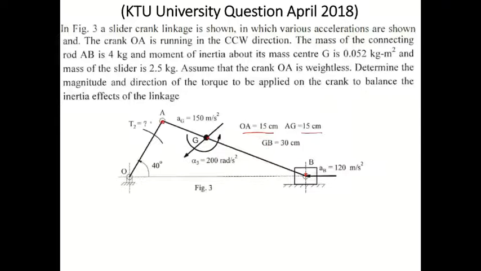Also they are telling that at point G, 150 meter per second square acceleration is acting. At the same point the angular acceleration is 200 radian per second square. Similarly at point B, the acceleration of the piston is 120 meter per second square. What we have to find out is this torque, on OA rotating counterclockwise. So first we have to draw the space diagram.